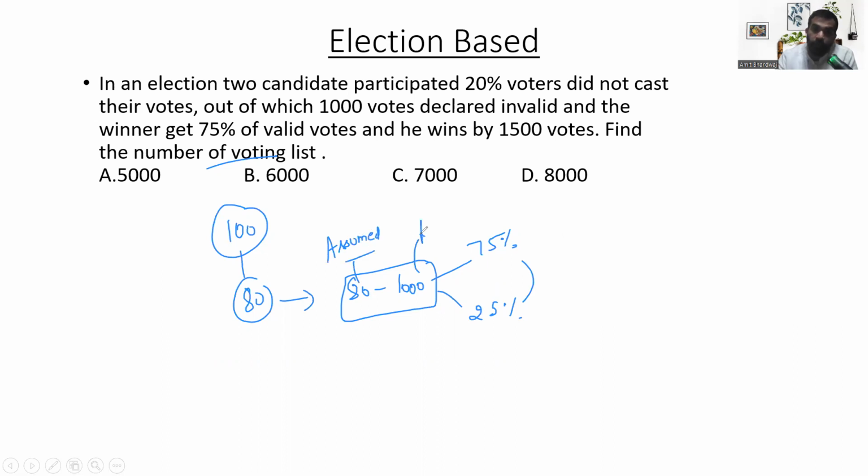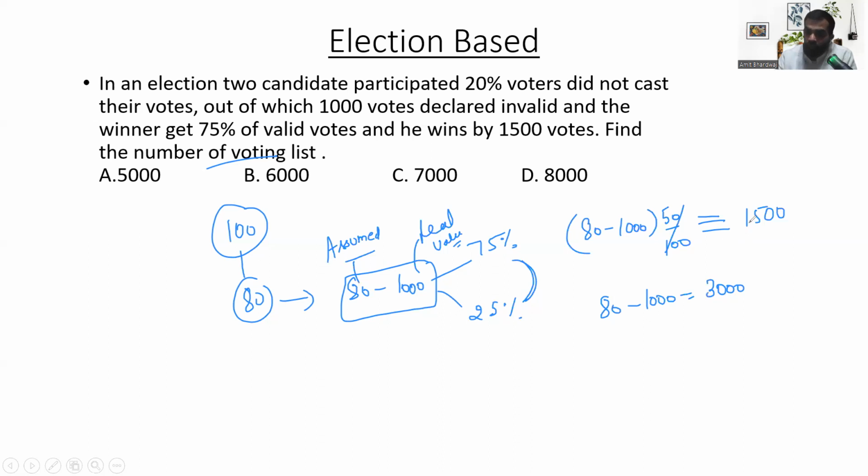This is the real value. You cannot subtract. Please understand, very important. So we can say 80 multiply 1000 by 50%, because their difference is 50%. This should be equal to the actual data, 1500. Correct? So we can say 80 minus 1000 value should be 3000. Please understand, this is a real value. This is also real, this is also real. So the value of 80 is equal to 4000.